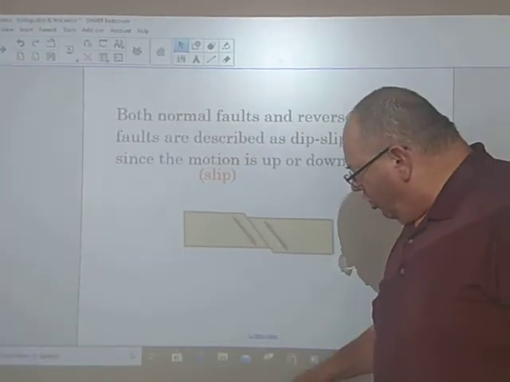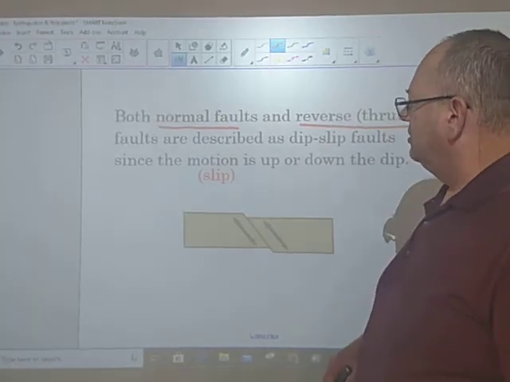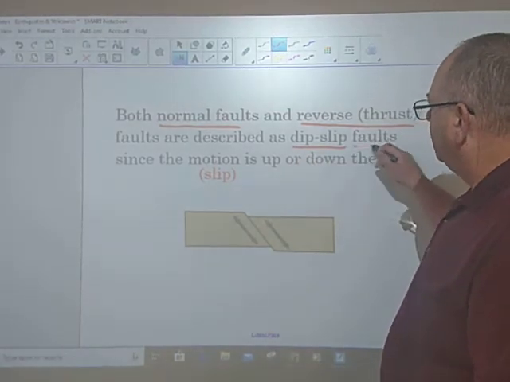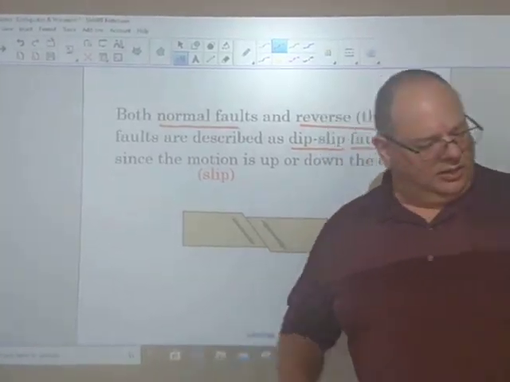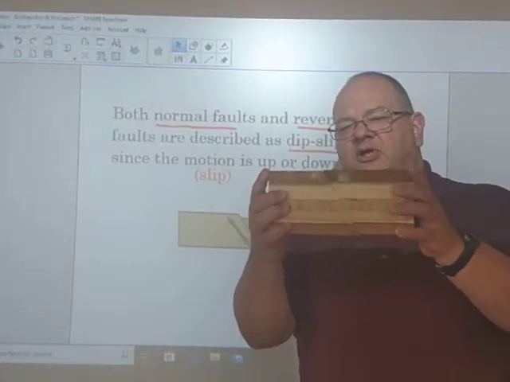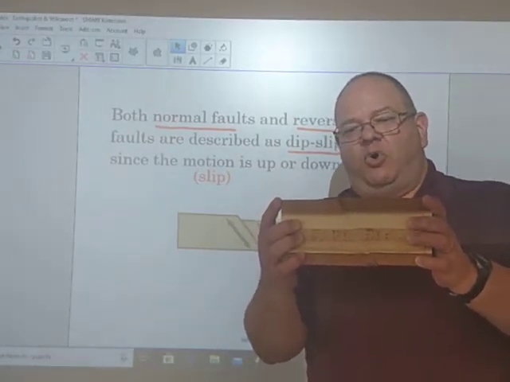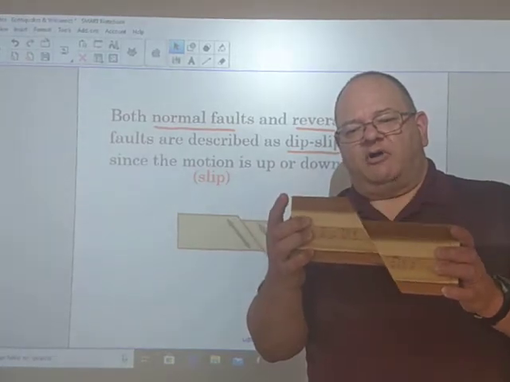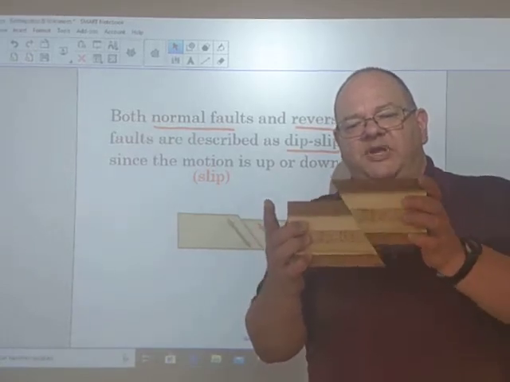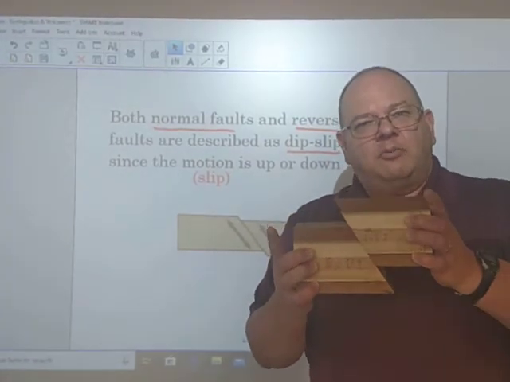Now, both normal faults and reverse faults are called, oh, this is a fun science word, they're called dip-slip faults. Okay? Remember, dip is the angle between horizontal and the fault, and the slip is the motion of the chunks of rock. And so in both cases, whether it be a normal fault where it's slipping down the face of the fault, or reverse where it's being pushed upwards, it's slipping along the dip. Dip slip.